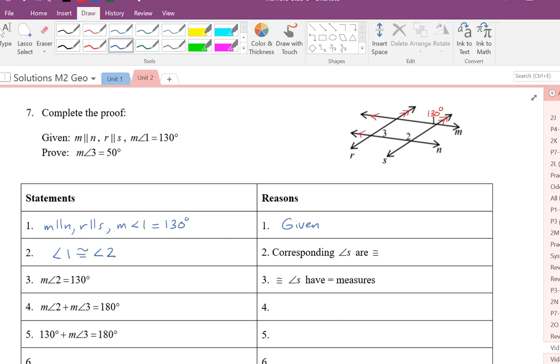In step 4, angle 2 plus angle 3 measures 180 degrees. If I look back at the diagram, angle 2 and angle 3 are consecutive interior angles. So the reason for that is that parallel lines cut by a transversal form consecutive interior angles that are supplementary.